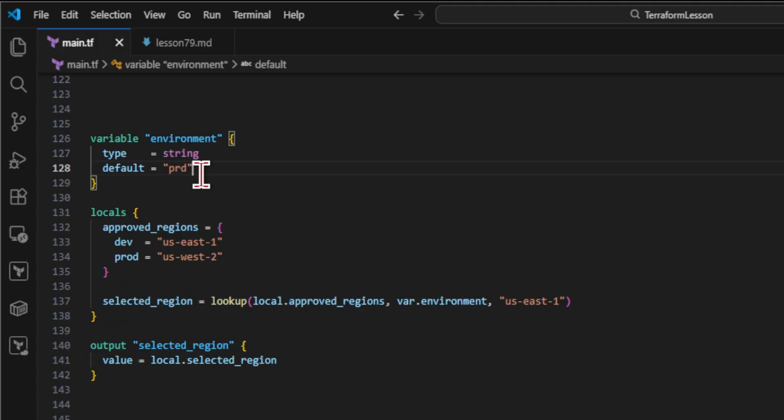A fallback value prevents failure, but it can also hide a typo. If PRD is used instead of prod, lookup will quietly return the default and the plan may still succeed. That means the mechanism trades strictness for resilience. The real outcome depends on context. This is good for optional behavior, but dangerous when the key must exist for correctness.